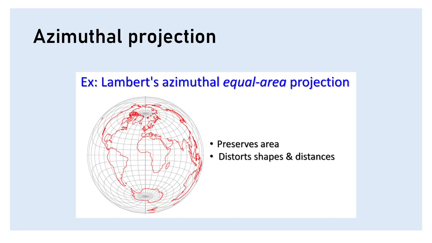An example of that is Lambert's azimuthal equal area projection. Here the area is preserved, but it distorts the shape and distances. What you see in Google Earth uses a projection like the azimuthal projection, but when you zoom in, these distortions come because of the curvature of the Earth, which will not be accounted for when you do distance measurements.